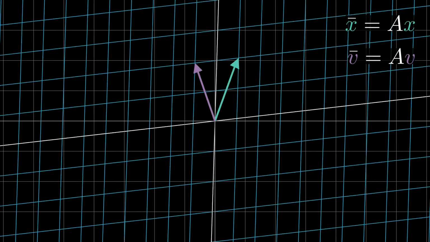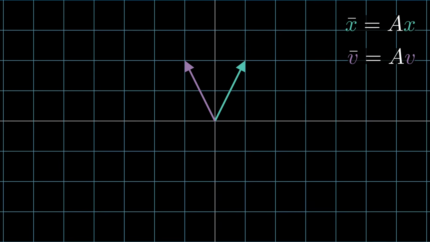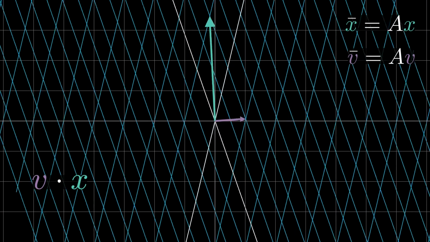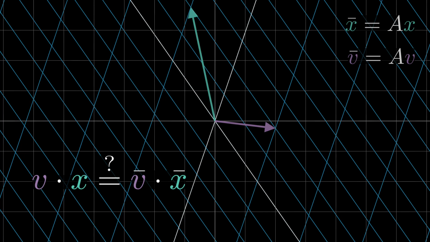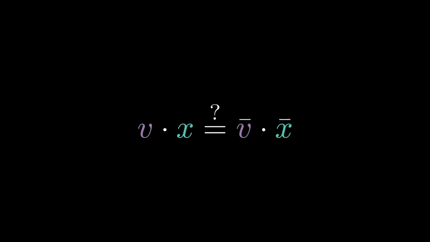So here's our motivating question. Suppose that before we do the transformation, we take the dot product of v and x. And after we do the transformation, we take the dot product of the newly transformed vectors, v bar and x bar. The question we want to ask is, will we get the same number or a different number? Or in other words, do linear transformations preserve the dot product between two vectors? You might want to pause the video and think about that for a moment. Okay, the answer, it turns out, is only sometimes.